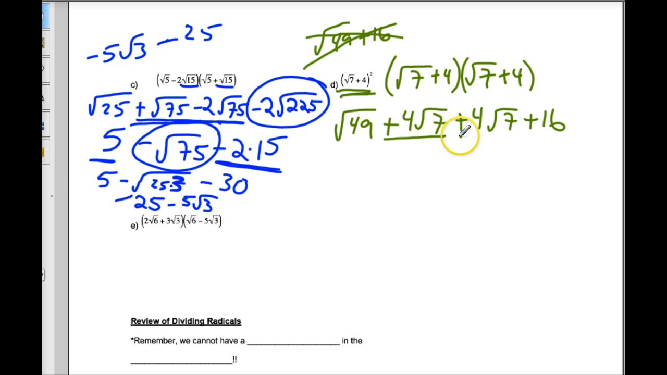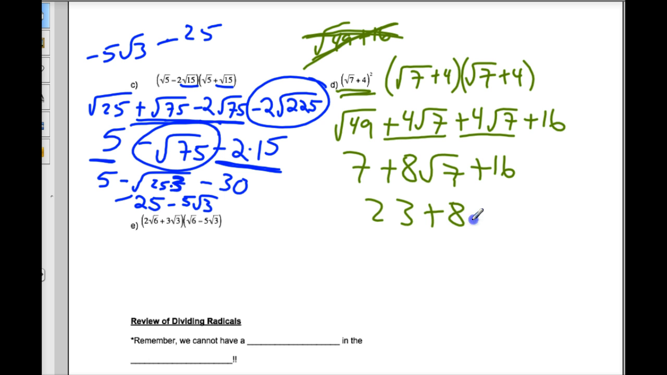Okay, there are these middle terms, guys, that you don't get when you do it the lazy way. It's not the difference of 2 squares. 7 plus 8 radical 7 plus 16. 23 plus 8 radical 7. How'd you get 8? What's 4 radical 7 plus 4 radical 7? Those are like terms. Those are the adding part of it.